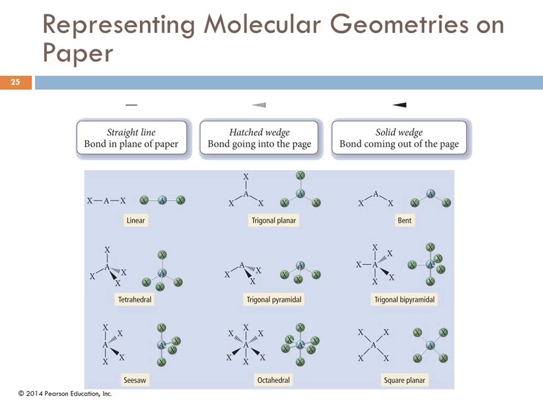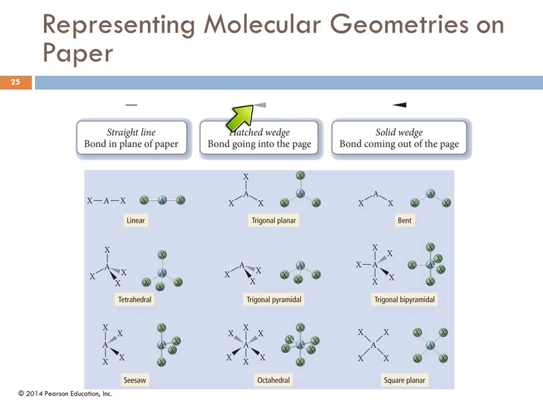Well, how do we draw these things? It's challenging to draw three-dimensional objects on a two-dimensional piece of paper. So we have some things that we do with wedges to help us represent three-dimensional things. When we use just a regular straight line, we do that to represent a bond that is in the plane of the paper. So paper is two-dimensional, it forms a plane.